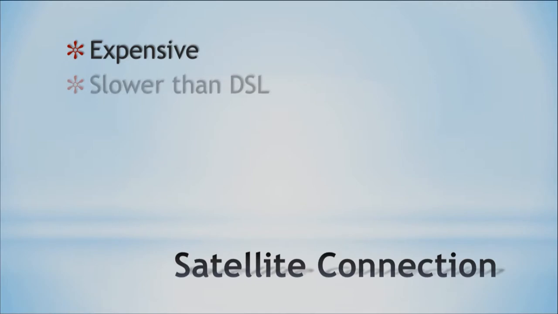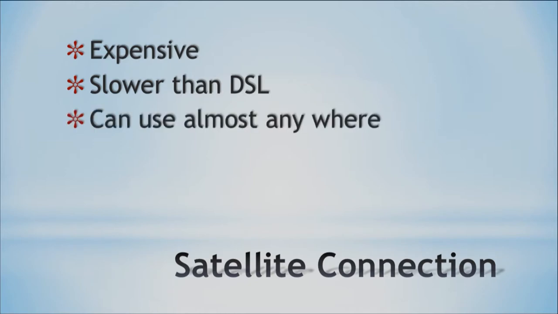Another type of connection we have is a satellite connection. Sorry, not satellite TV, a satellite connection that we can have. So let's jump back into the slides and look at this as well. So a satellite connection is going to be very expensive because think about it, you're using satellites. These are orbiting the Earth. It's going to be expensive. As well, it's going to be a lot slower than DSL. But one of the benefits is that because it's a satellite, you can use it almost anywhere. So there are times that you might want to use a satellite connection, such as if you're doing research in a remote area, and this can provide you with the ability to communicate with other people as well.